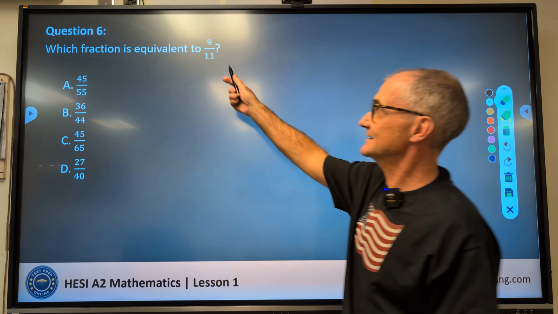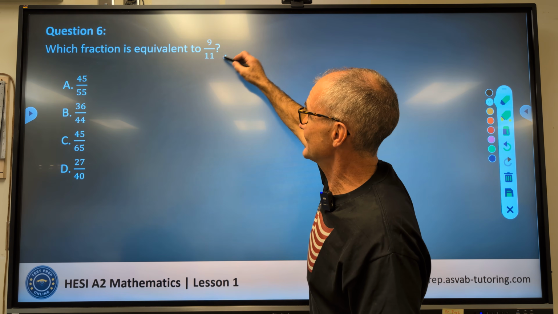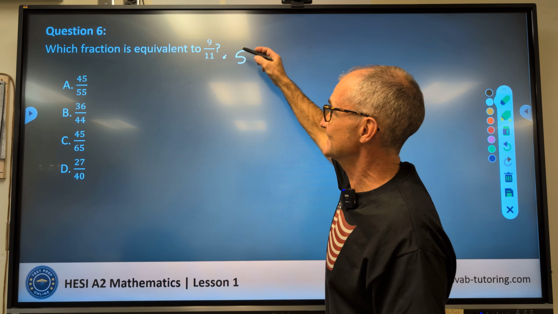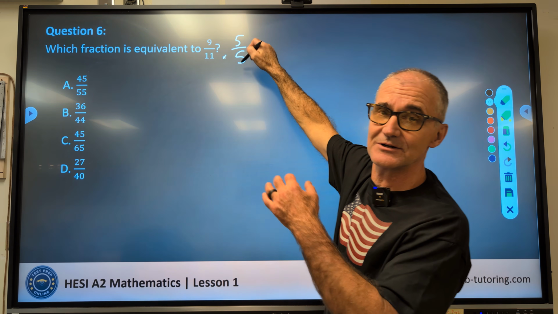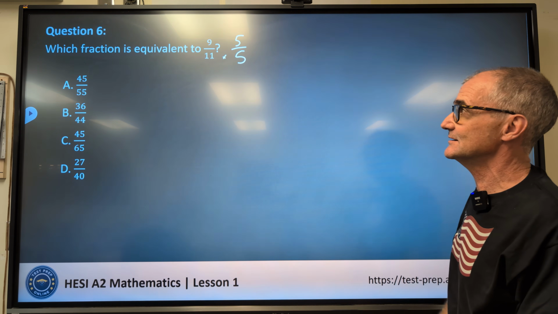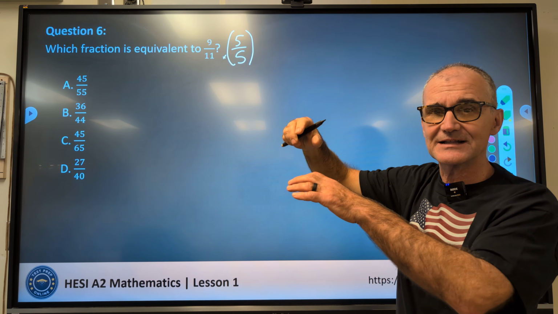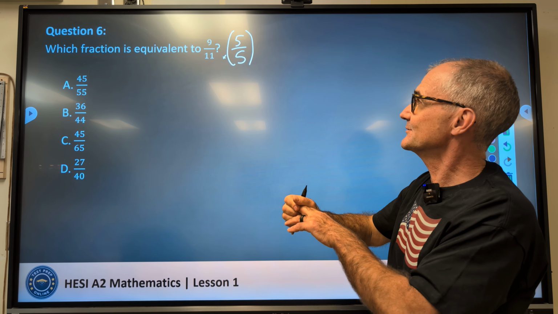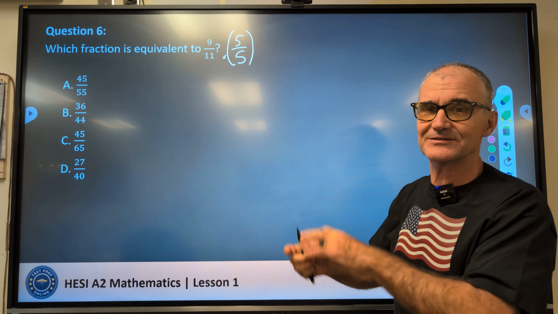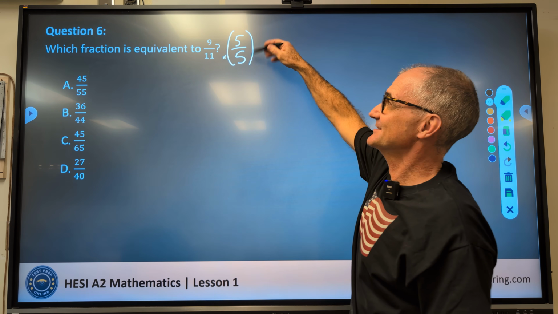So how could I get an 11 to 55? I would have to multiply it by a 5. If I do that on the bottom, I'd have to do it on top as well. So I'm actually multiplying by 5 over 5. That is the equivalent of 1, so it's not changing the value. I don't know if I gave you enough time to pause and do this problem.